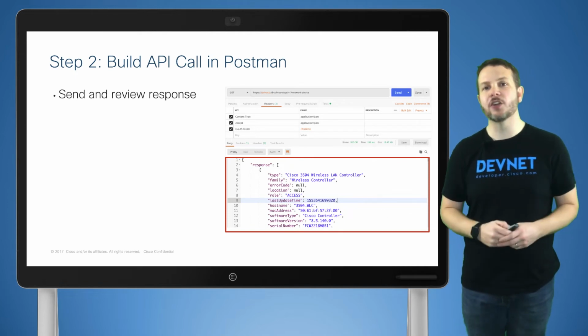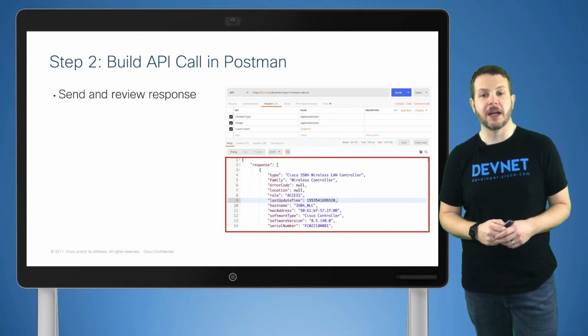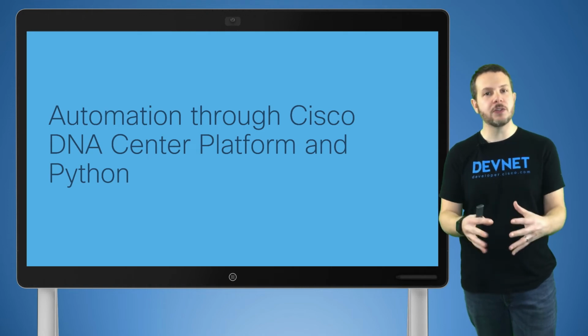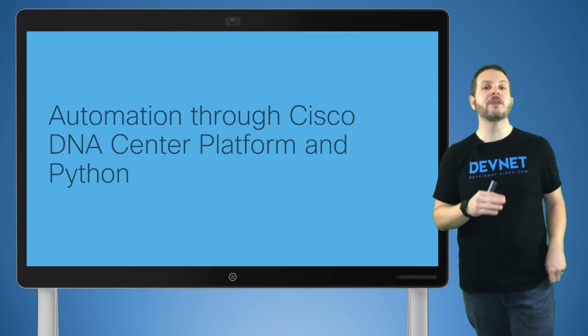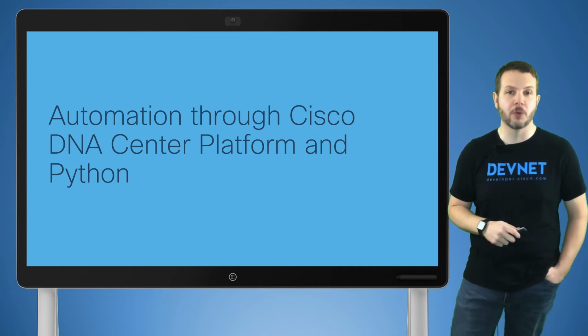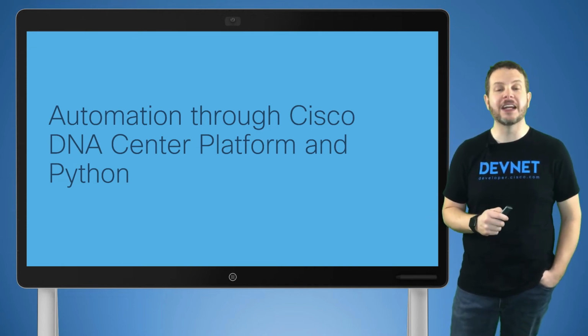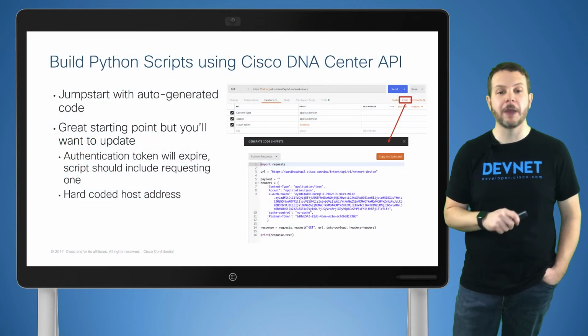Now, Postman is a great tool for exploring the APIs, but when you're actually doing your network automation and stringing APIs together, you'll likely find moving into something like Python makes far more sense. So let's see how we can actually build on what we've learned with Postman.